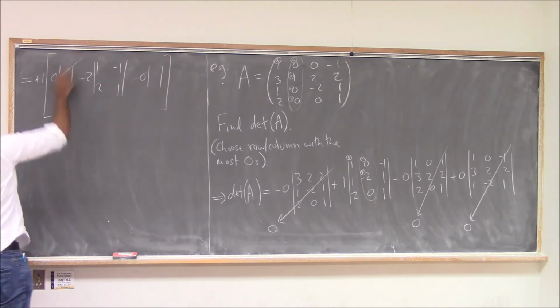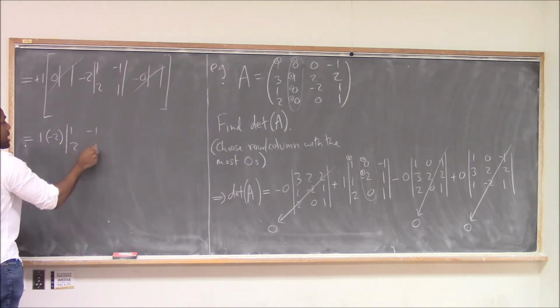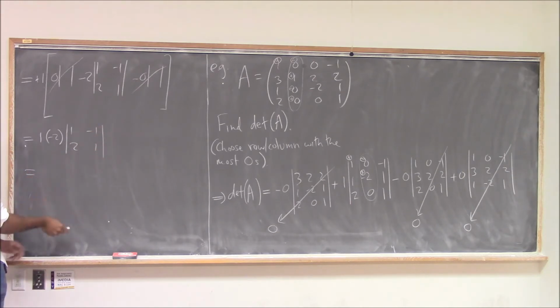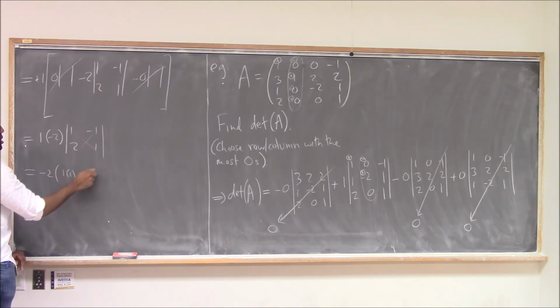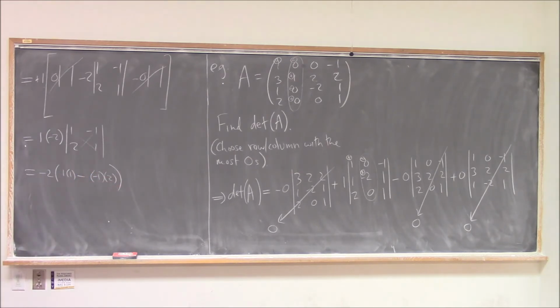Okay. This obviously you can ignore, this you can ignore. So now we end up with 1 times minus 2 times this one. Now that one is the 2x2 case. We know a nice form for that. This times this minus that times that. So it's going to be minus 2 times 1 times 1 minus 1 times 2. And that would give us what? Minus 6 ultimately.